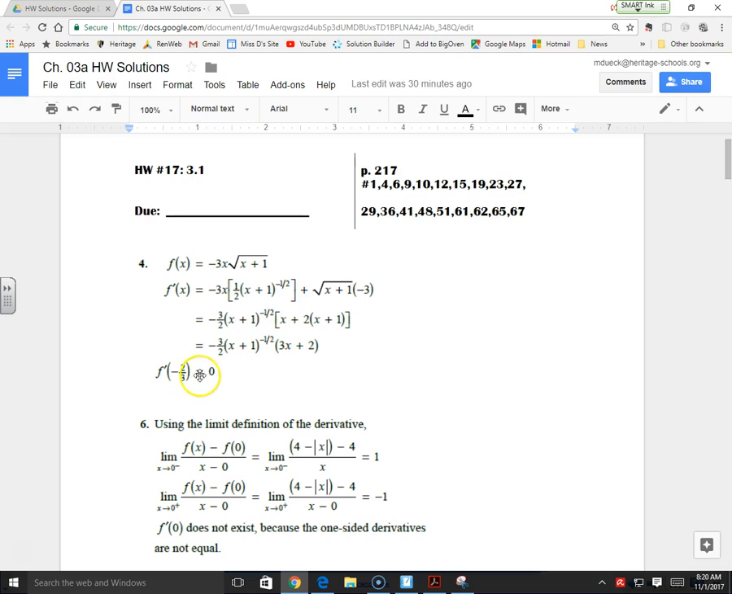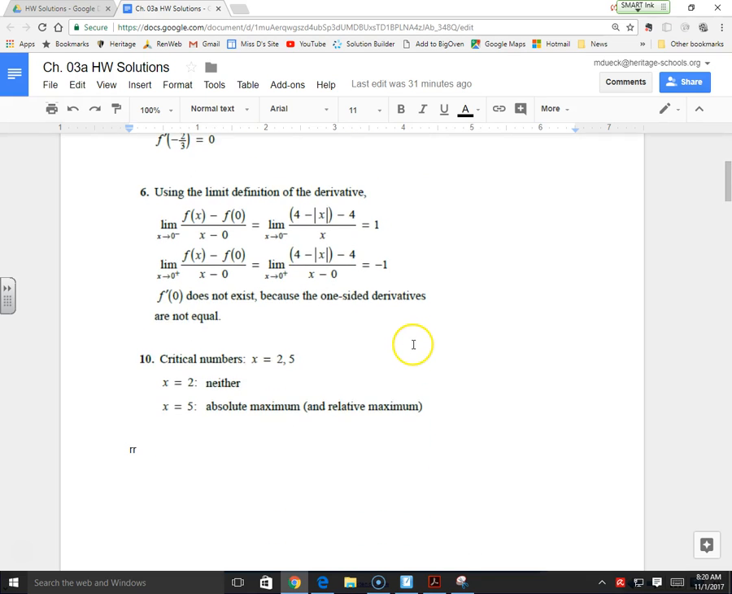So at negative 1, they should have put that also in this one, not because it's an endpoint, but because it is a DNE. So at negative 1, DNE, and at negative 2/3, 0.